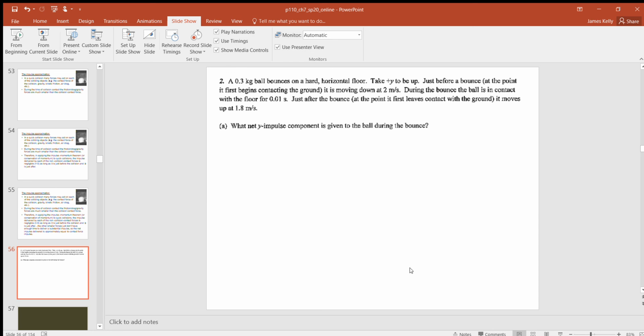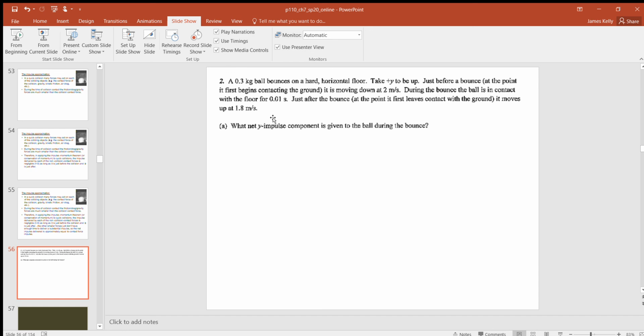So we're going to use that in a couple of problems now. I want you to go to the next worksheet problem. It concerns a 3 kilogram ball bouncing on a hard horizontal floor. We'll take plus y to be up. Just before one of the bounces, at the point where it just begins contacting the ground, it's moving down at 2 meters per second. It's in contact with the floor for 1/100th of a second, and it leaves the floor moving at 1.8 meters per second. So this is not a perfect super ball. It loses a little bit of speed from going down to going back up during the bounce.